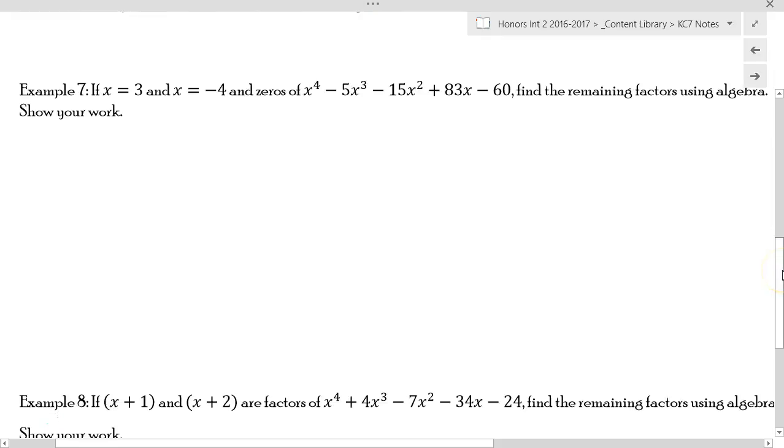All right, looking at example 7. Example 7 says if x equals 3 and x equals negative 4, let's just say are zeros of x to the 4th minus 5x cubed minus 15x squared minus 83x minus 60, find the remaining factors using algebra.